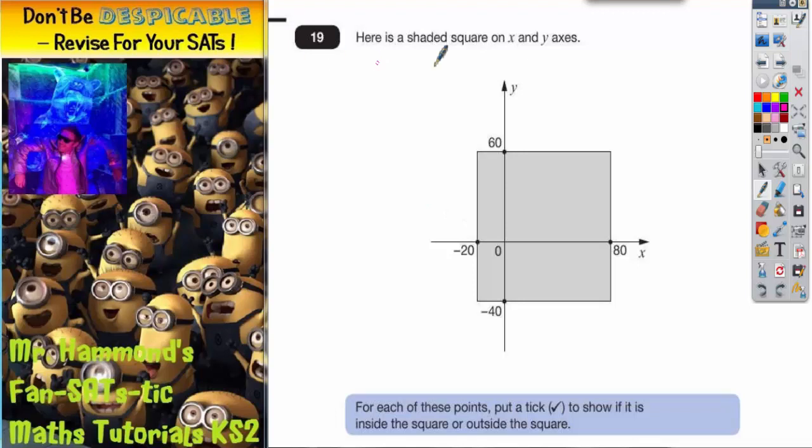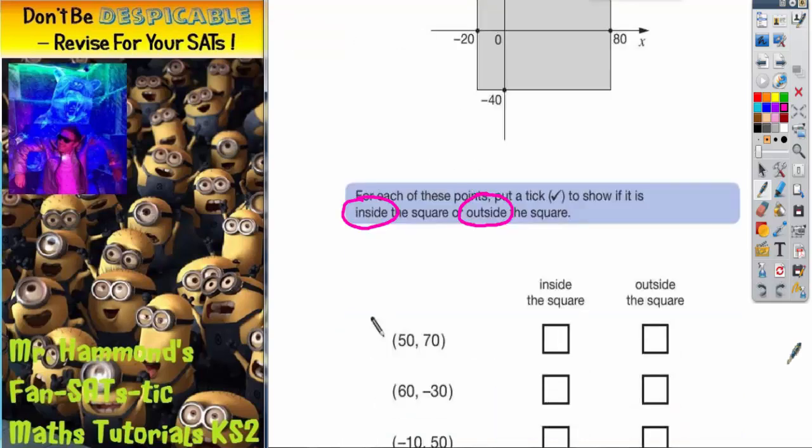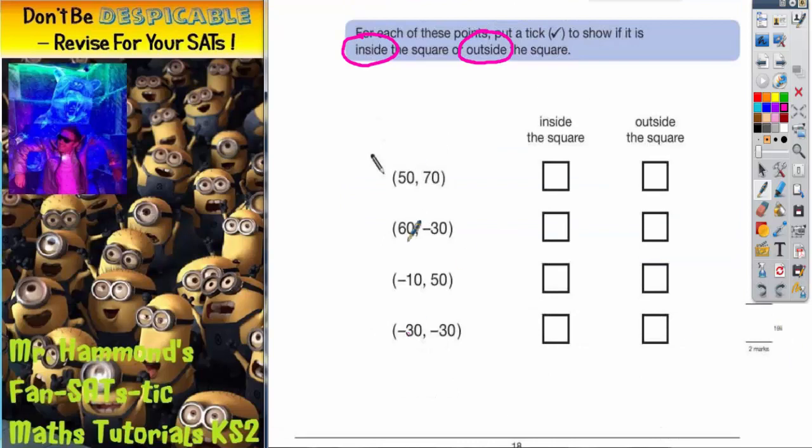Question 19. Here is a shaded square on x and y axes. For each of these points, put a tick to show if it is inside the square or if it is outside the square. Now let's have a look at the points. Now we've got lots of points there, 4 points that we've got to check.